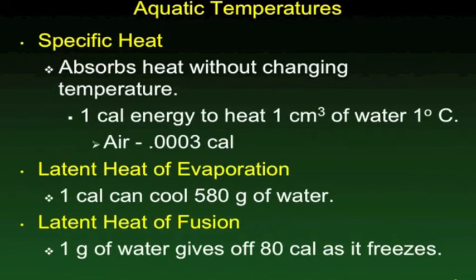Animals that live in water have a much more stable thermal environment than animals that live in the air, and that's because water absorbs a lot of heat before it actually changes temperature. It takes about 3,000 times more calories to change the temperature in water than in the air.